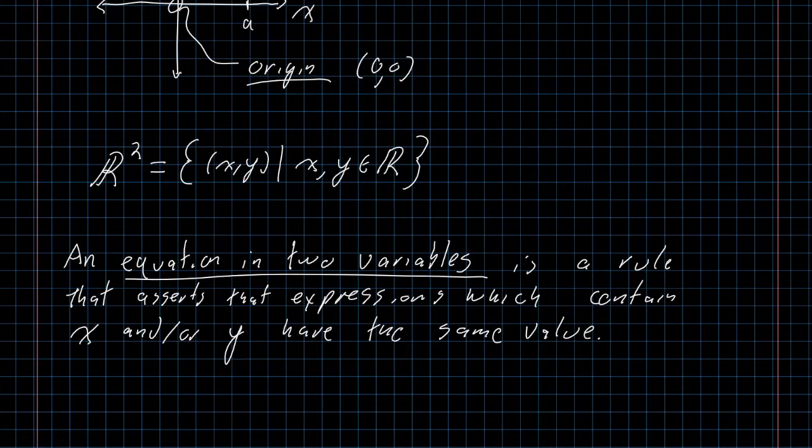An equation in two variables. Here we get to another hand-wavy kind of definition. This is, you know it when you see it, definition, unfortunately. An equation in two variables is a rule that asserts that expressions which contain x and/or y have the same value.